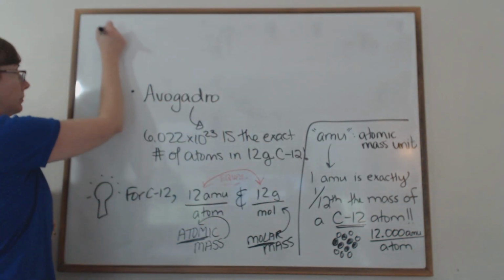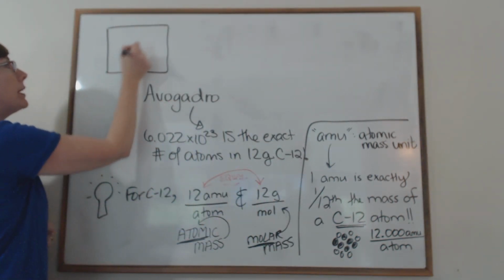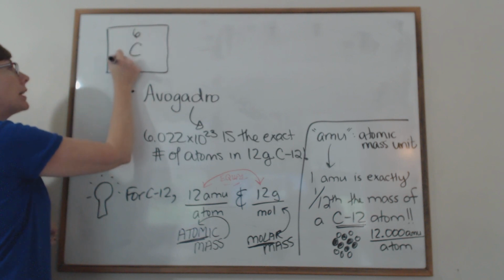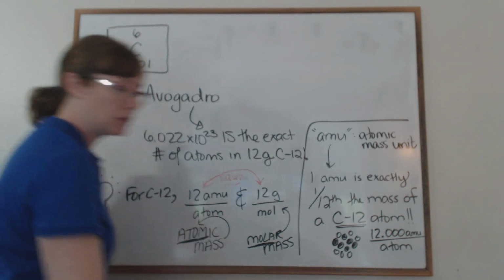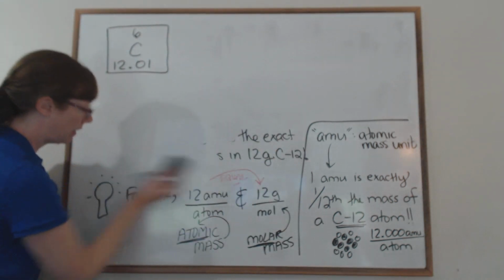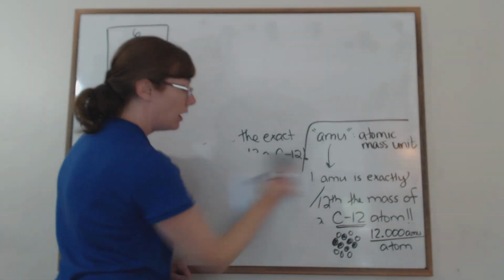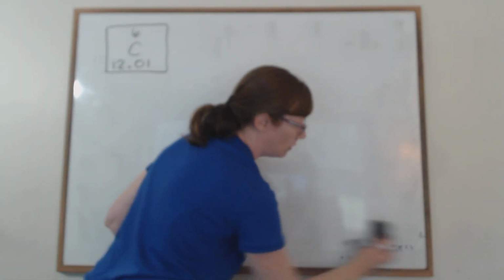And then we'll be done here. When you go to a periodic table, let's come back to carbon. And you see that number down there. There's two things that that number tells you.